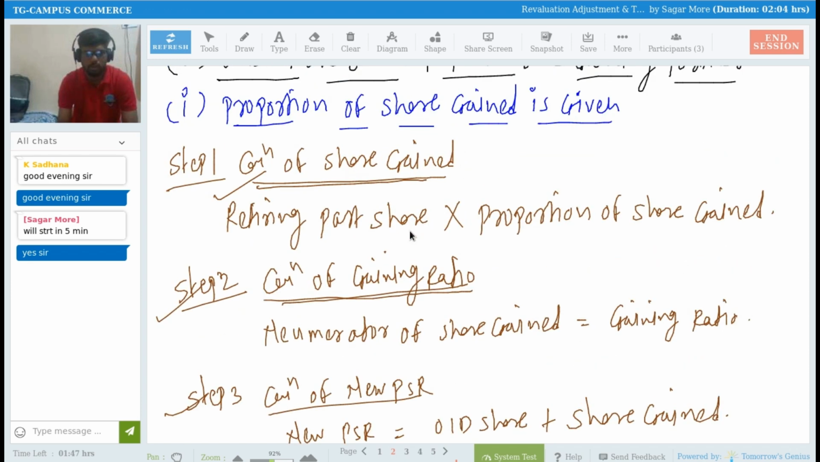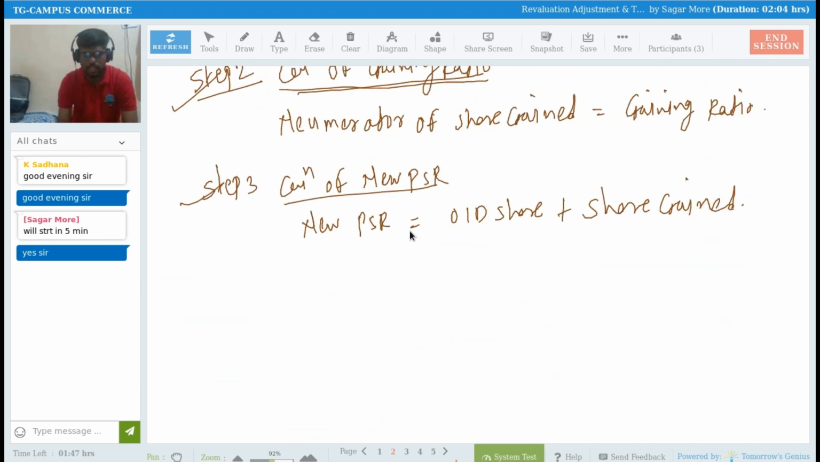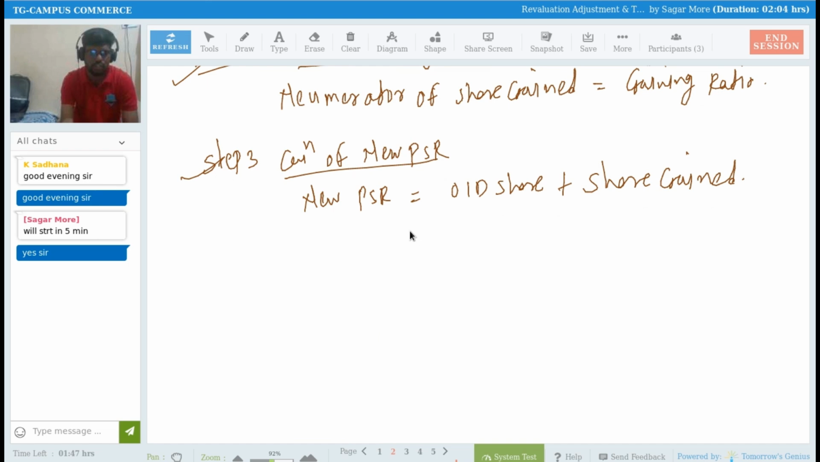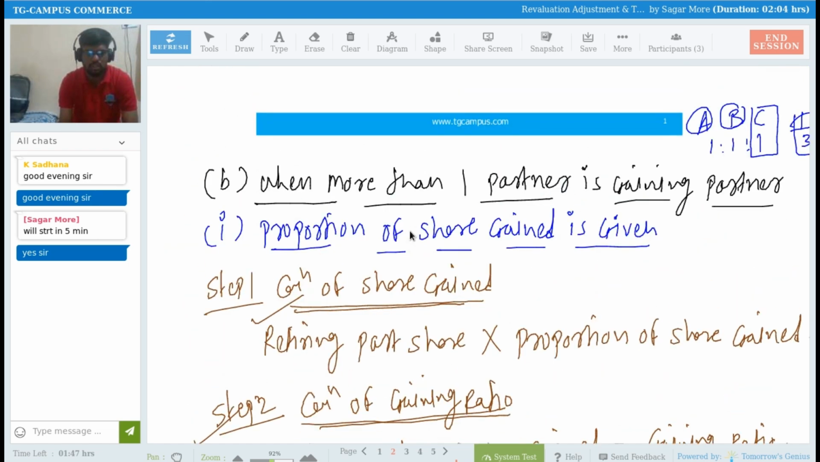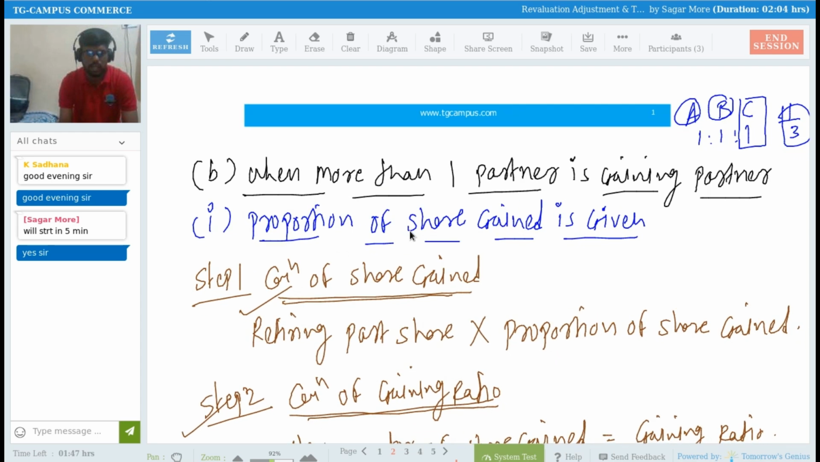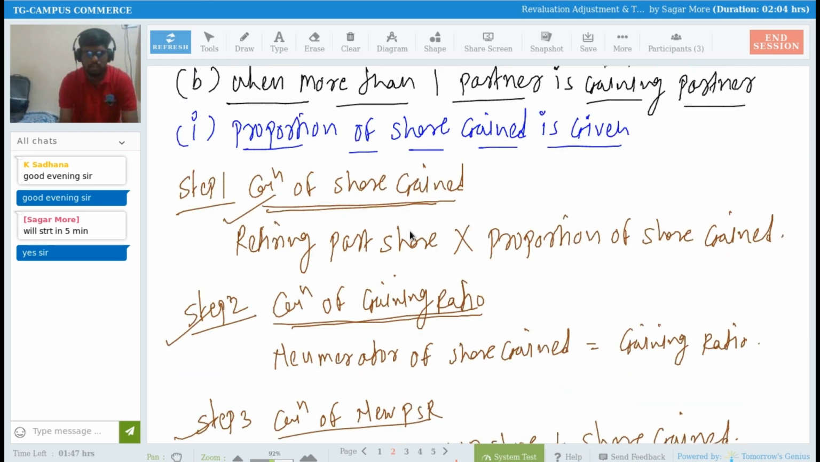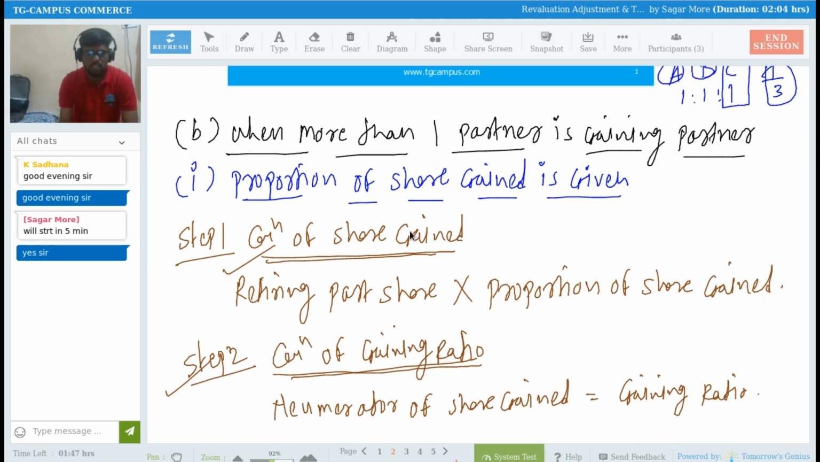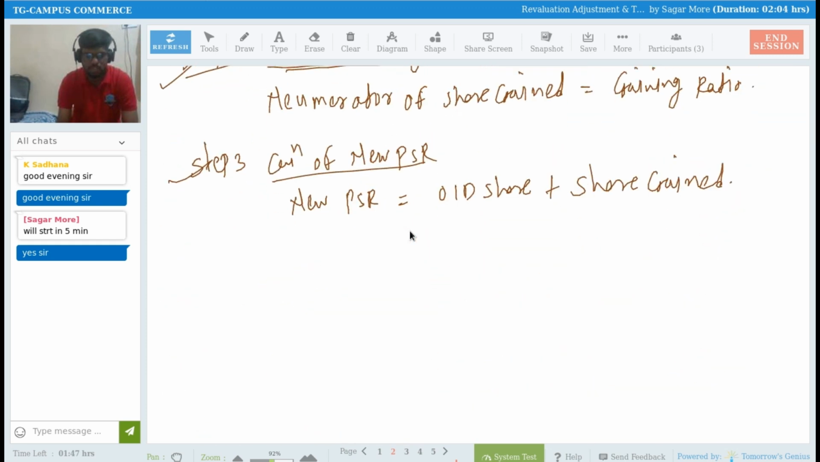Right? By following these three steps, we can calculate the gaining ratio as well as the new profit sharing ratio. After that, there is a second scenario under the case of more than one partner gaining. We completed the first one, where proportion of share gain is given. The second scenario is that more than one partner is a gaining partner, but the proportion is not given.